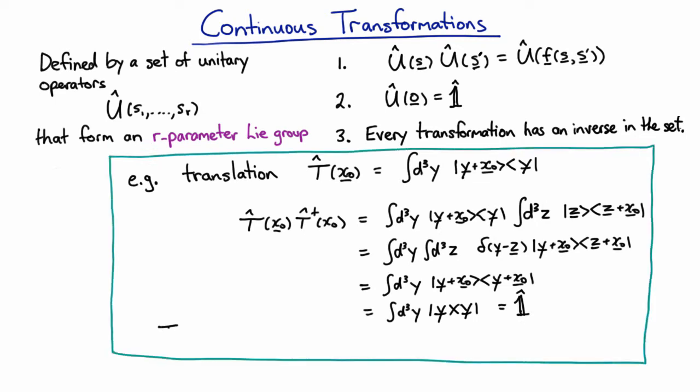And translations also have an unusual property for transformations, which is that they are additive, in the sense that if you apply two of them in a row, that's just the same as applying one of them with the parameters added together. This is a very useful property that doesn't always apply. See if you can think of a transformation that you know about that doesn't have this property.